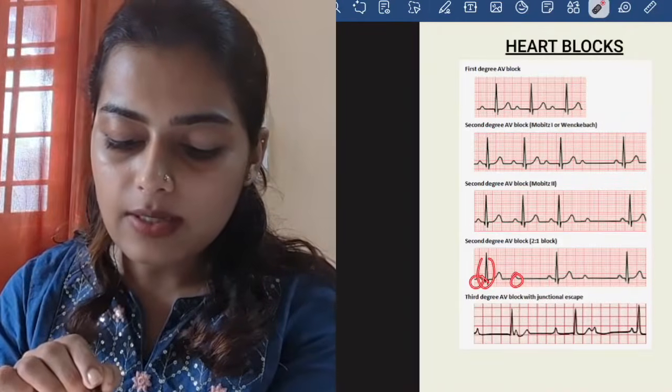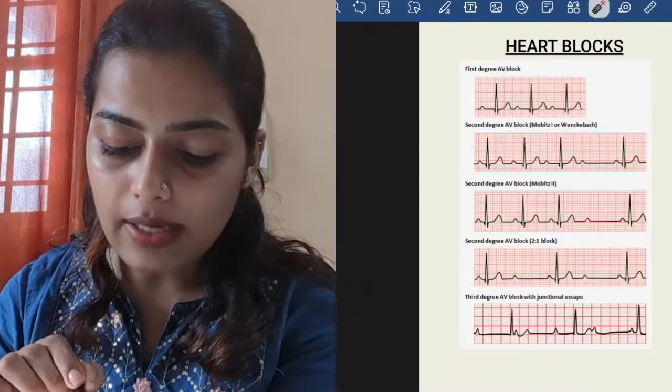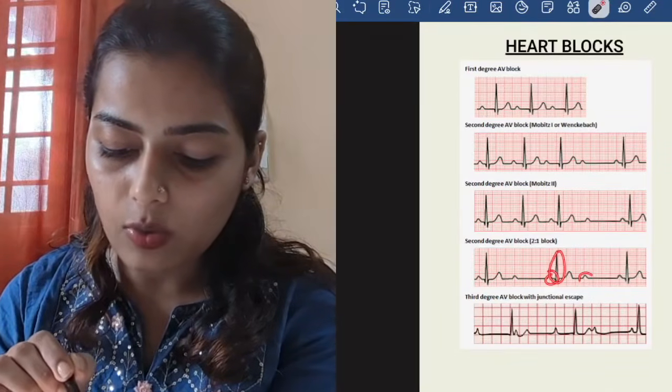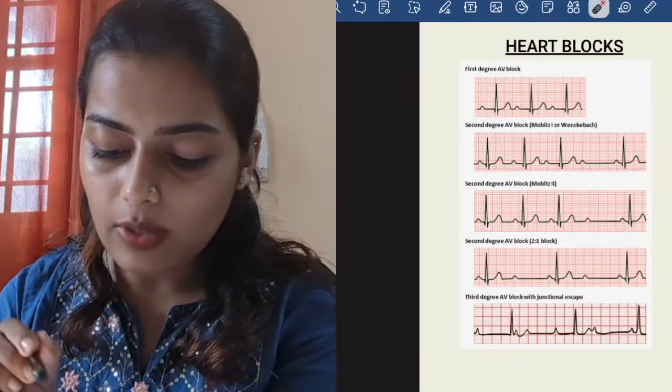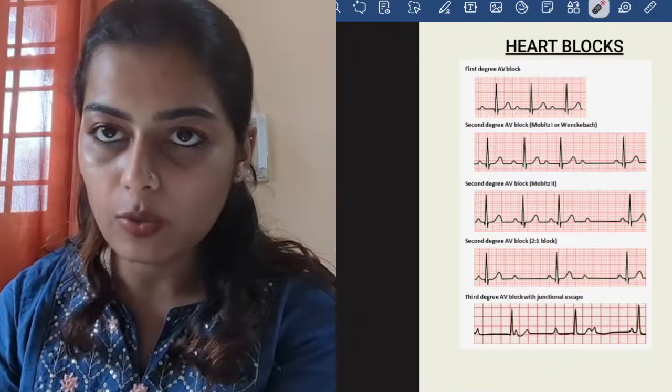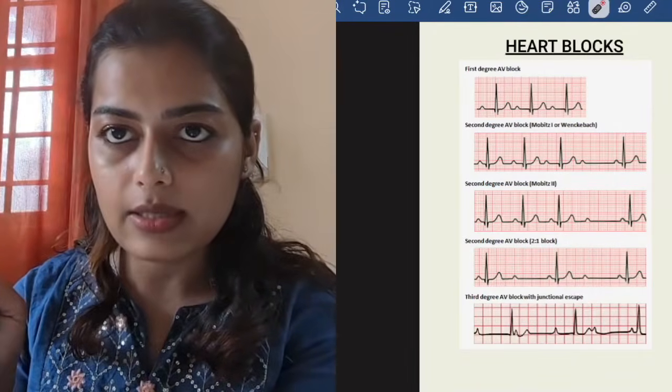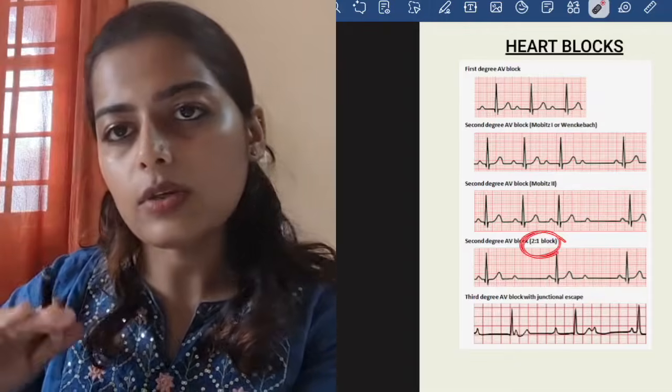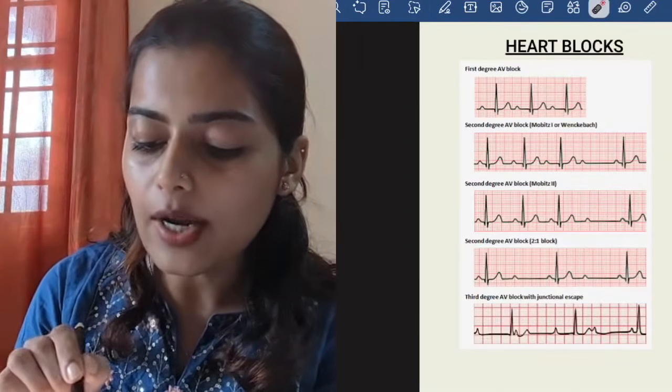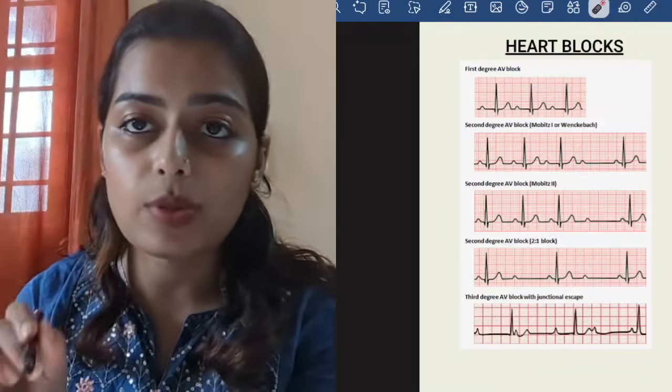In this, first there is a PR interval followed by a QRS, then a P wave is not followed by a QRS, again a P wave followed by QRS is there, then a P wave is not followed by QRS. So for one P wave, one QRS is there. For the next P wave, QRS will be absent. So it happens in a regular pattern. This is known as a 2:1 block. This can be a possible INI-CET question.